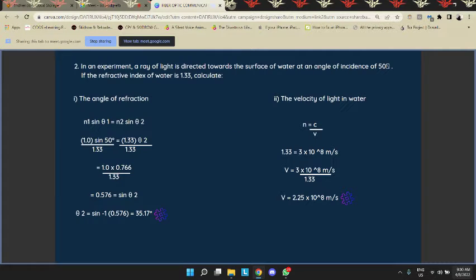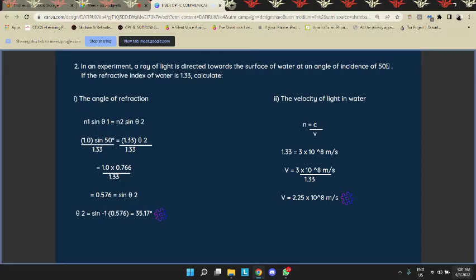For question 2, in an experiment, a ray of light is directed toward the surface of water at an angle of incidence of 50 degrees. If the refractive index of water is 1.33, calculate it. The first question asks about the angle of refraction. So the formula is n1 sin theta 1 equals n2 sin theta 2.